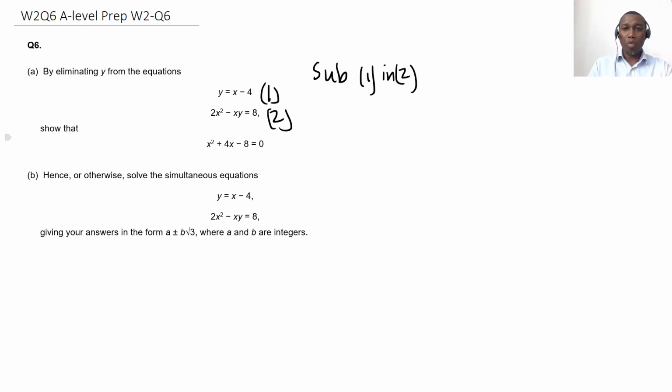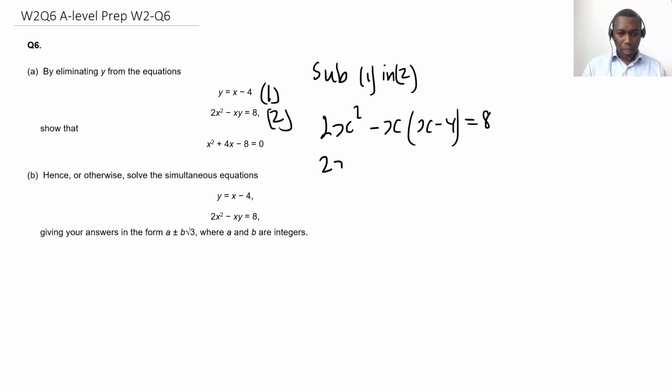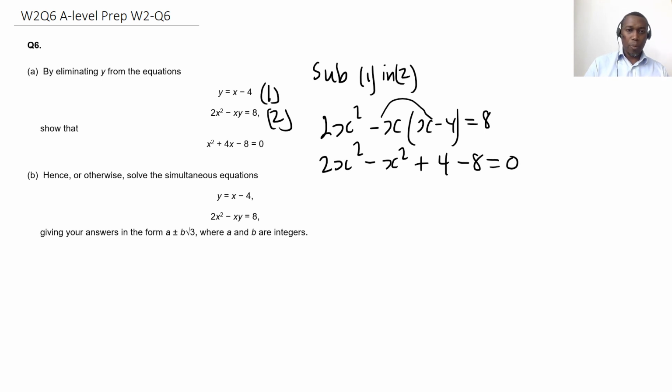So wherever I see y, I'll write x minus 4. So 2x squared take away x being multiplied by x minus 4. That's your xy, and that is equal to 8. And then from there, what would we do? We would expand. So we get 2x squared minus x squared, and I've got to be careful. There is a plus, so plus 4. And then I'll go ahead and do minus 8 take away 0. And I hope you're okay with that.